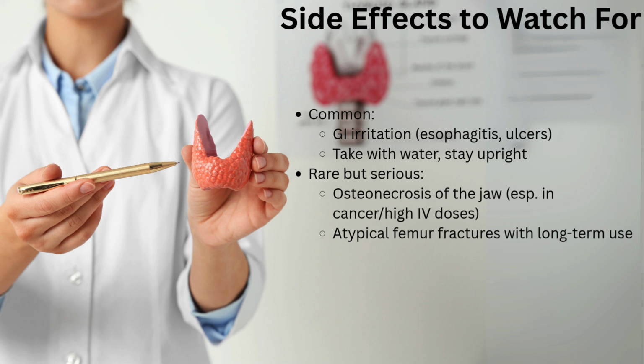Are there side effects? Yes. With the oral pills, the main issue can be upper gastrointestinal irritation, like esophagitis or ulcers, especially if not taken correctly. You need to take them with plenty of water and remain upright. There are also rare but more serious potential side effects that get discussed, like osteonecrosis of the jaw, particularly in cancer patients on high doses, and atypical.